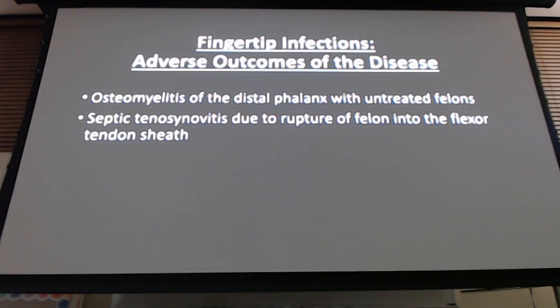So septic tenosynovitis we'll talk about at a later date. But that's that flexor tenosynovitis. Okay?